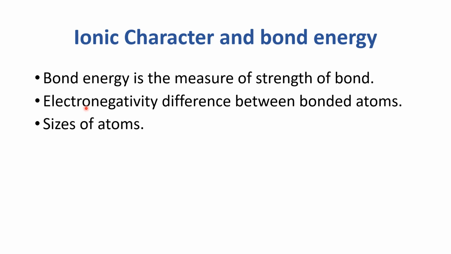So जितना ज्यादा electronegativity difference होगा दो bonded atoms के दरमियान उतनी ज्यादा bond energy होगी, और जितना size atoms का बड़ा होगा उतनी कम bond energy होगी. So ionic character भी electronegativity difference के बेस पे अपना magnitude vary कर रहा होता है.